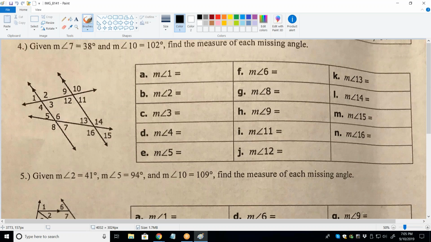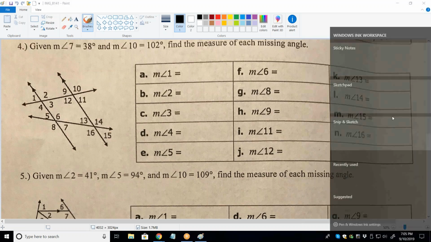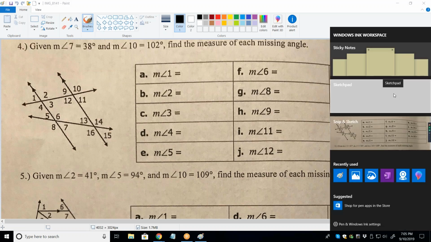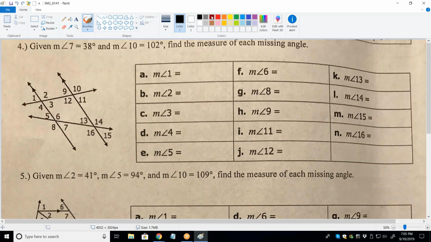Okay. Let me label some things. Let me do it. Let me try it this way. No, I don't want to do it that way. It takes too long to close out. I'm just going to use the drawing apparatus in paint.